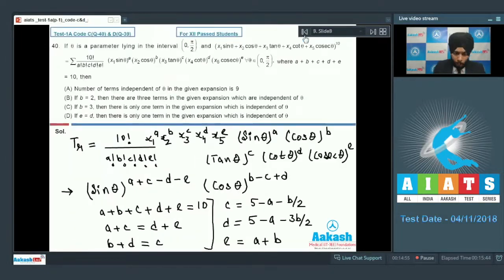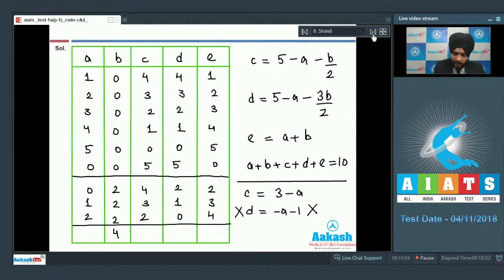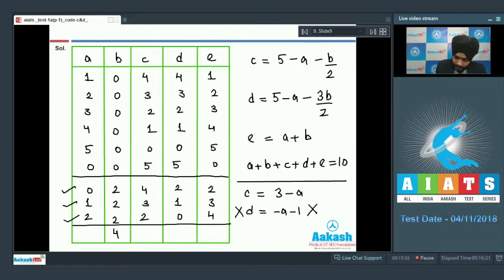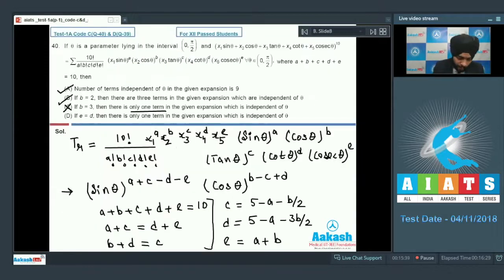Let us see the question now and option number 1. If B is equal to 2, there are 3 terms in the given expansion which are independent of theta. Very correct: 1, 2, 3 terms independent of theta for which B is equal to 2. Option 2: B equal to 3, no possibility. Wrong option because they write that there is only one term. Obviously, B cannot be equal to 3 because it has to be even. That we concluded on the second page of the solution. Further, if E is equal to D, there is only one term which is independent of theta. Where is E equal to D? Let us check. One term here, and there is no further term where E is equal to D. So option number 4 is also correct. The final answer of the question comes out to be ABD.